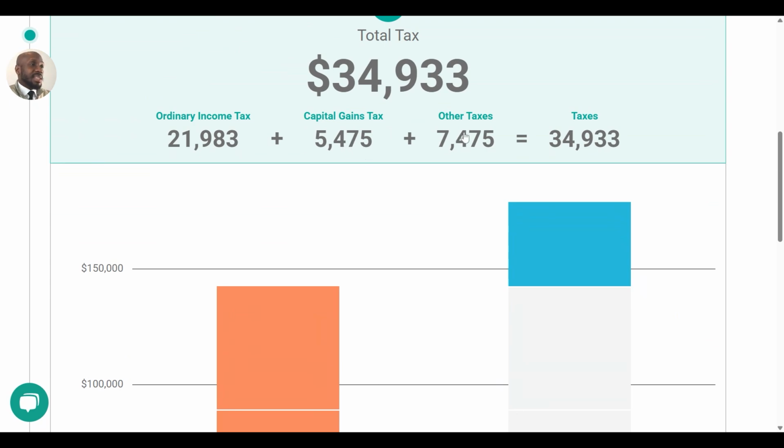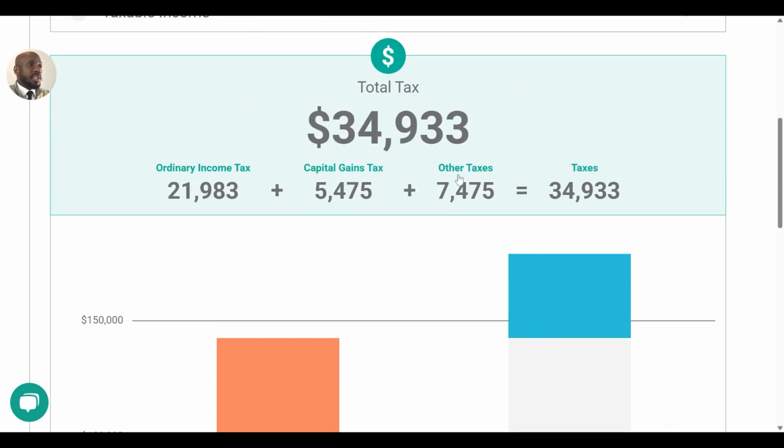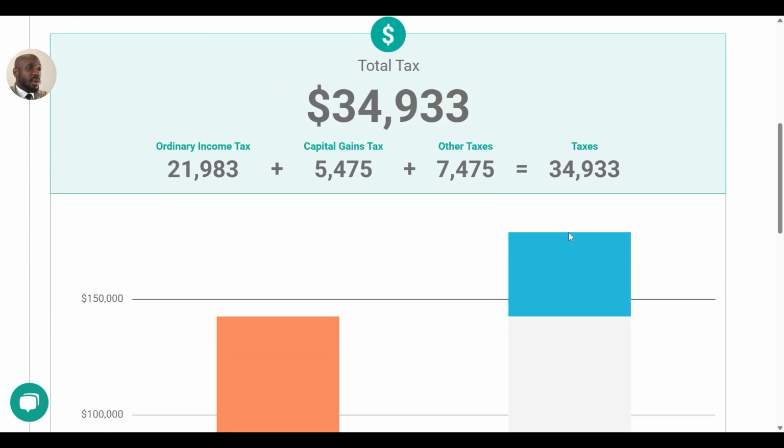Then they have additional taxes. This might be for something. This is most likely for other taxes, like maybe their income is too high, and maybe they have something for the taxable IRA distributions. Remember, they are under the age of 59 and a half. So given that they did take money out of the IRA, they will pay taxes on those IRA distributions, and there's possibly a 10% penalty on that as well. Okay, so that's the other taxes.